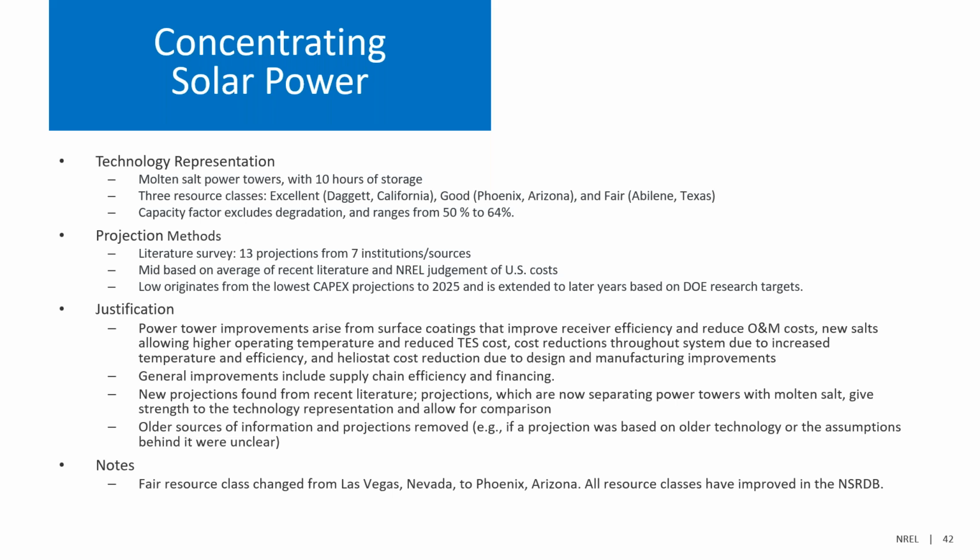It's important to highlight that there are three main resource classes, which are where we would expect some CSP to be built, which include Daggett, California at excellent, Phoenix, Arizona at good, and Abilene, Texas as fair. With the NSRDB, or the National Solar Radiation Database, which is included in the System Advisor Model, downloaded from sam.gov, you can find that the capacity factor is actually increasing from 50 to 64% based on where you would put that plant.